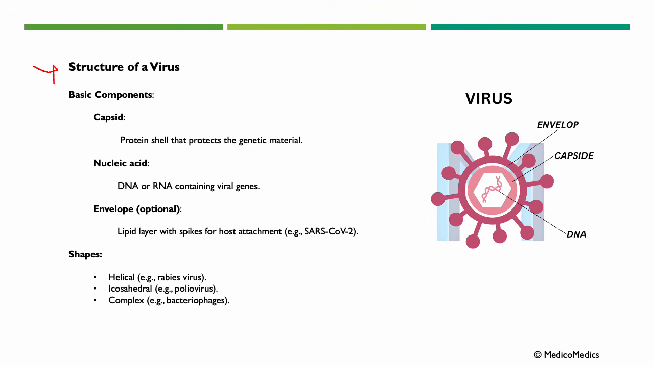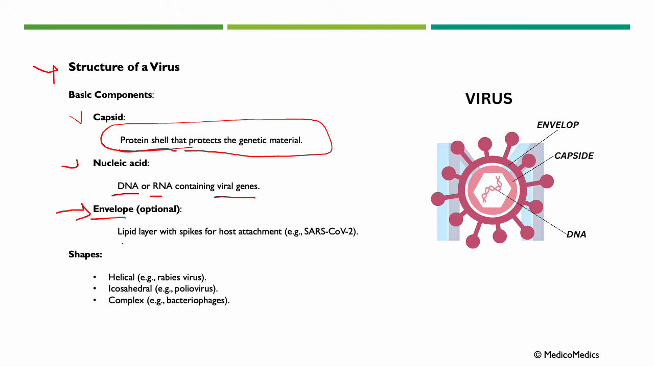Now, what is the structure of a virus? The basic components include a capsid, the protein shell that protects the genetic material. We have nucleic acid, DNA or RNA containing viral genes. And then we may have an envelope, a lipid layer with spikes for host attachment. Viruses come in different shapes: helical, like the rabies virus, icosahedral, like the poliovirus, and complex shapes like bacteriophages.